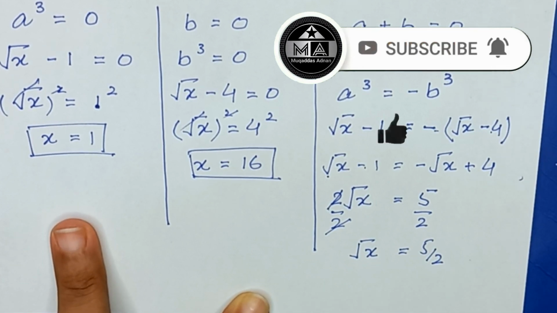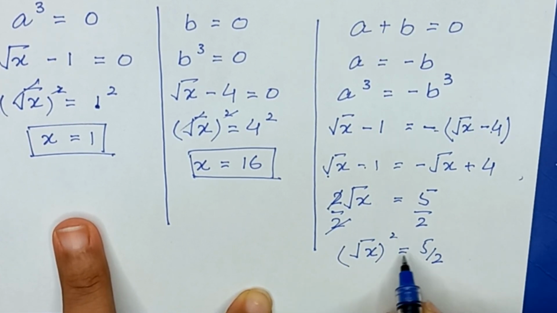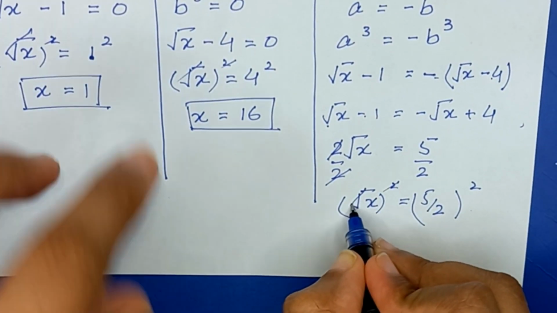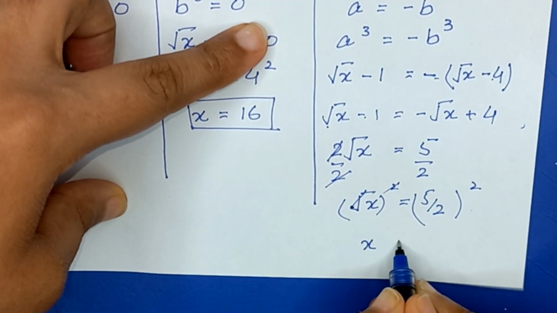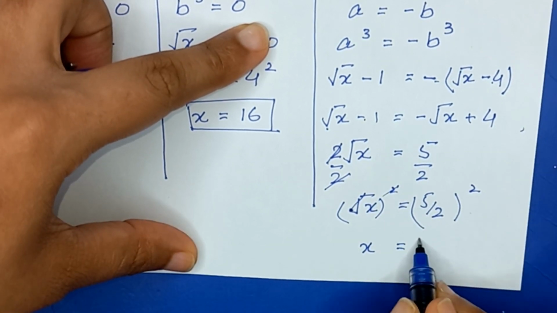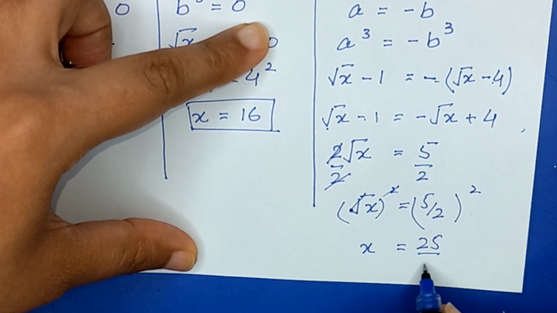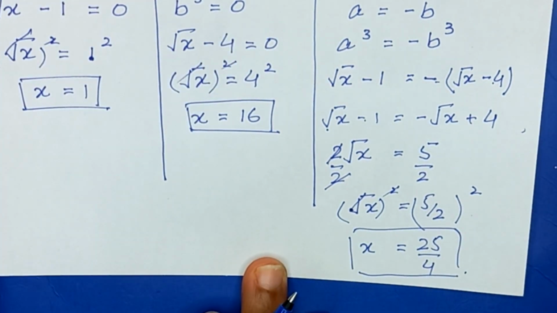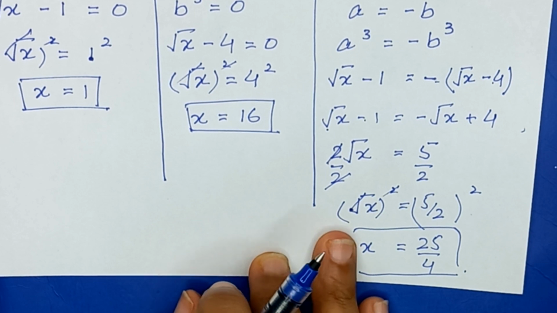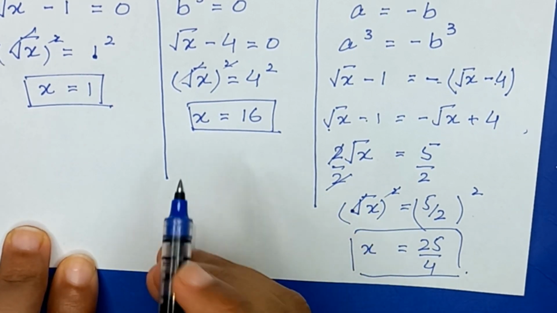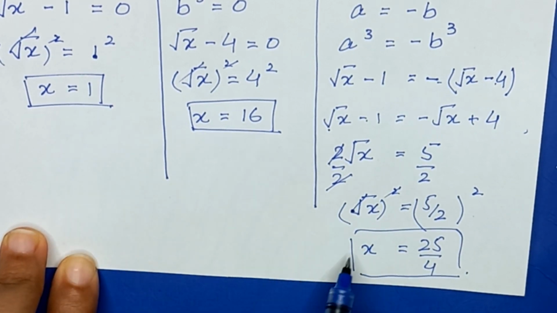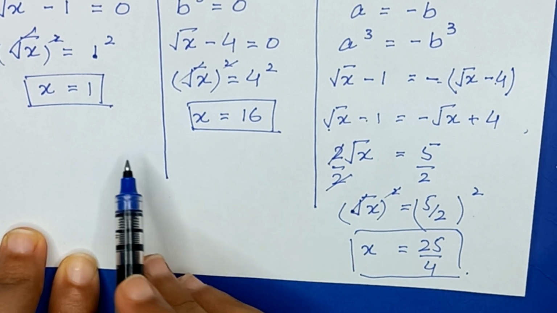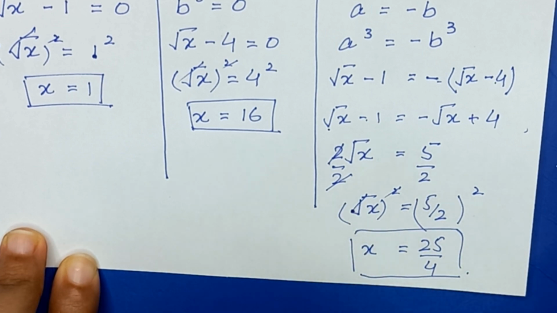Now to remove this radical sign, we will apply square on both sides. So from here, square and square root will be cancelled out, and the value of x is equal to 5 square is 25 and 2 square is 4. So here we have another value of x, which is 25 divided by 4. Now we are having here 3 solutions. So we will verify these results whether there is an extraneous solution or not.